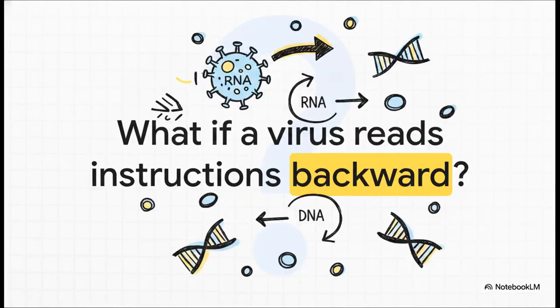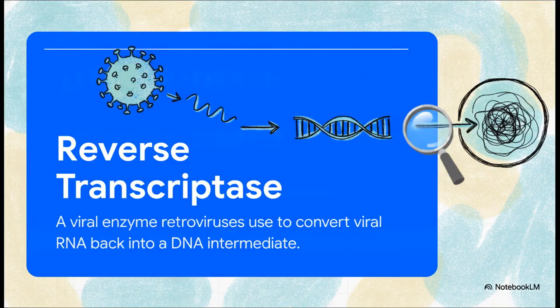But wait, there is a third, incredibly sneaky category of virus that flips the biological script entirely. We usually think of instructions flowing strictly from DNA to RNA to protein. So what if an intruder reads the instructions backward? Enter the retroviruses. HIV is the most infamous example here.